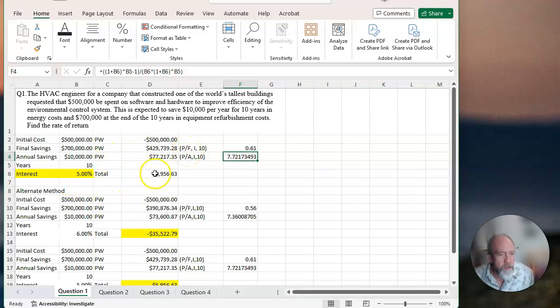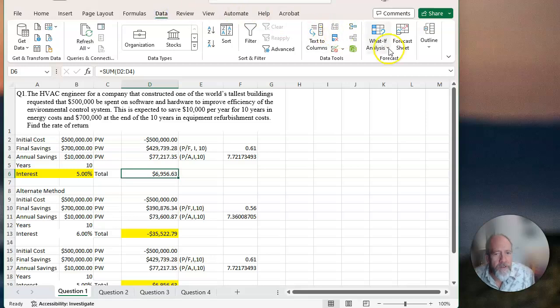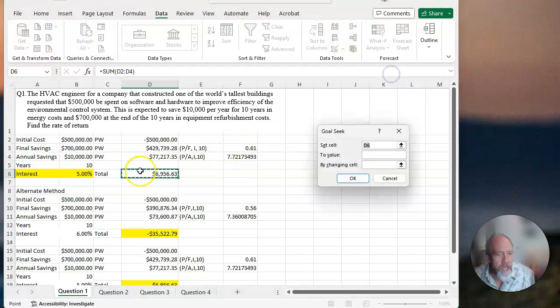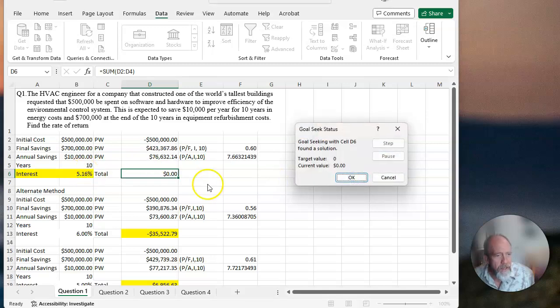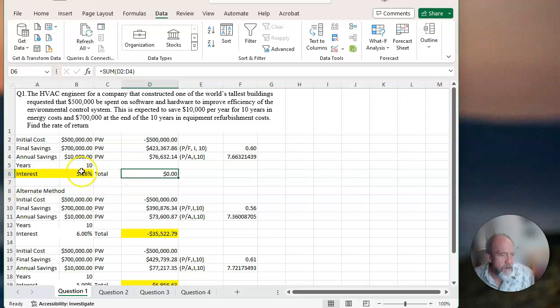Now, what I can do is take these three numbers, because remember, if we want to find the rate of return, the cost and the savings should come out to 0. And if I want to do this the good old fun way of the what-if analysis, I'm going to go ahead and goal seek. I'm going to set this cell right here to 0 overall cost by changing this cell right here, and voila, it finds the 5.16.